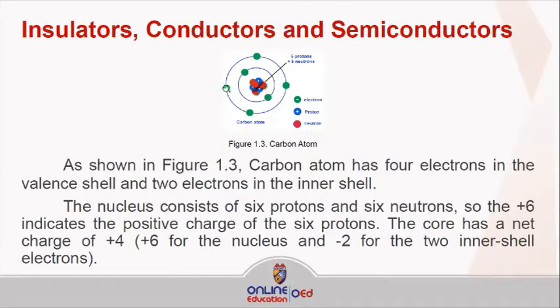As shown in figure 1.3, we have a carbon atom with 4 electrons in the valence shell and 2 electrons in the inner shell. Then the nucleus consists of 6 protons and 6 neutrons, so that positive 6 indicates the positive charge of the 6 protons. Then the core has a net charge of positive 4, and this is equal to positive 6 for the nucleus and negative 2 for the 2 inner shell electrons. Pinag-combine lang natin yung 6 at negative 2. That's why ang core ng carbon will have a net charge of positive 4. Okay?